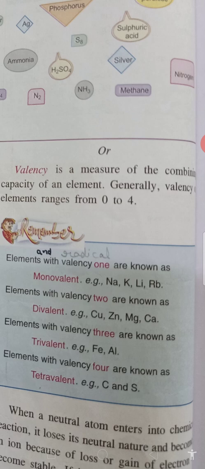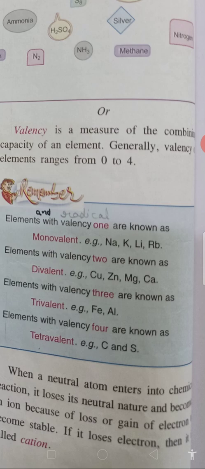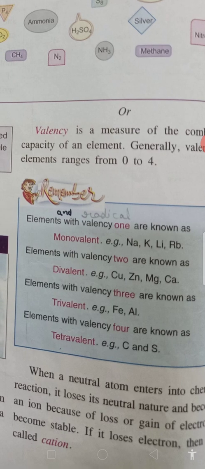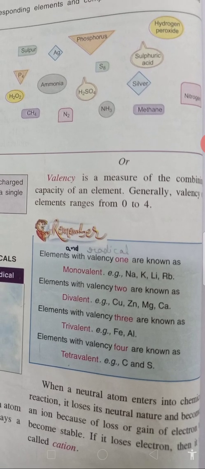Then elements with valency 3 are known as trivalent. For example, iron has a valency of 3 also, and aluminium has a valency of 3. And elements with valency 4 are known as tetravalent. For example, carbon and sulfur. So, children, when a neutral atom enters into a chemical reaction, it loses its neutral nature and becomes an ion because of loss or gain of electrons to become stable.